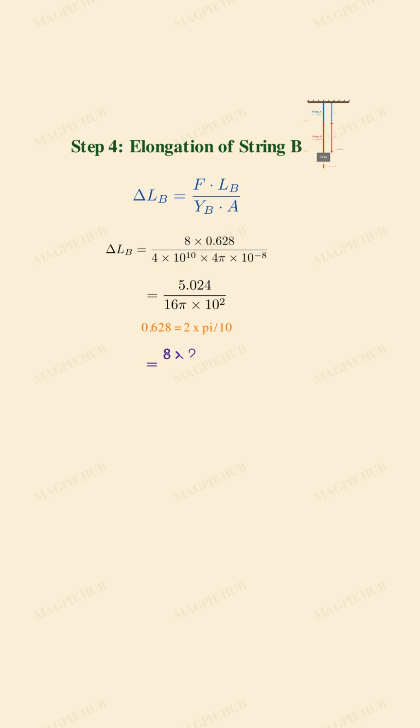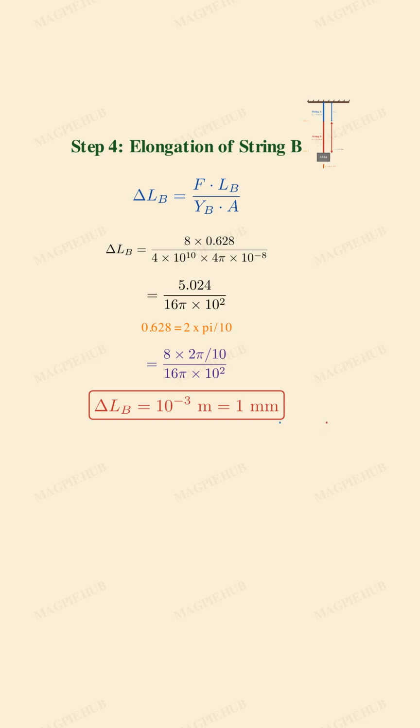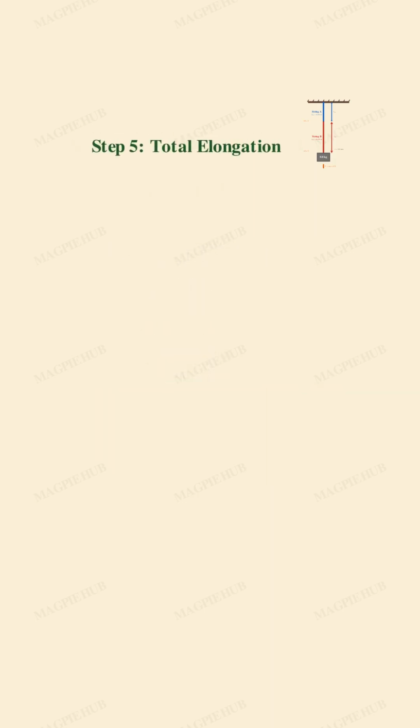Step 4. Now for string B, delta LB equals F times LB divided by YB times A. The numerator is 8 times 0.628, which is 5.024. The denominator is 4 times 10 to the 10 times 4 pi times 10 to the minus 8, giving 16 pi times 10 squared. Since 0.628 equals 2 pi over 10, pi cancels again, and delta LB also equals 1 millimeter. Both strings stretch by the same amount. Step 5. The total elongation is the sum of both. Delta L total equals 1 millimeter plus 1 millimeter, which gives us 2 millimeters.